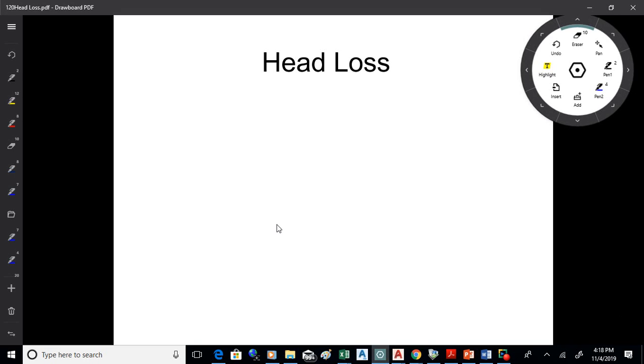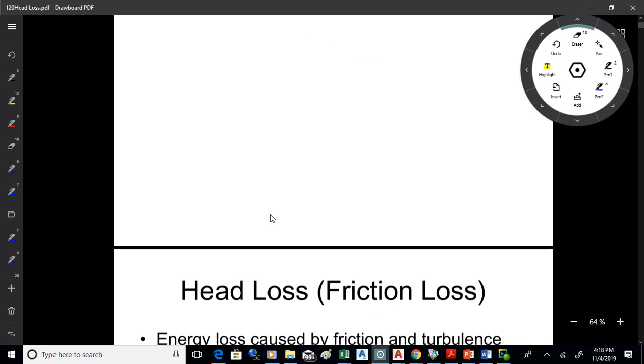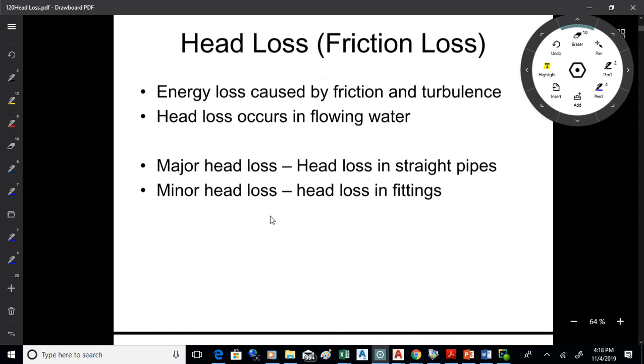All right, let's have a look at head loss. It starts on page 107, and that is chapter 11. All right, when water starts to flow, it rubs against the walls of the pipe, and you also get turbulence. And this friction on the walls of the pipe and the turbulence causes head loss. Head loss is energy loss.